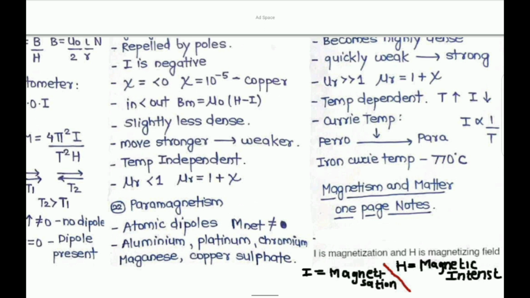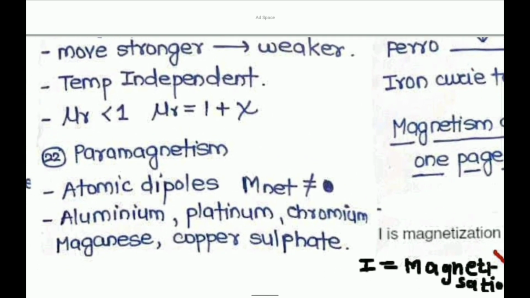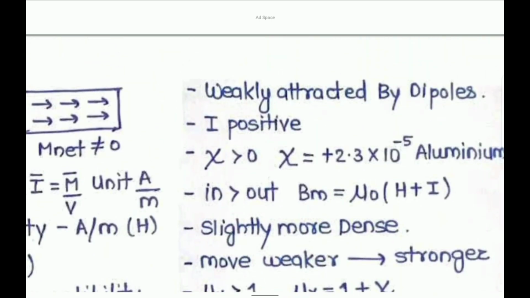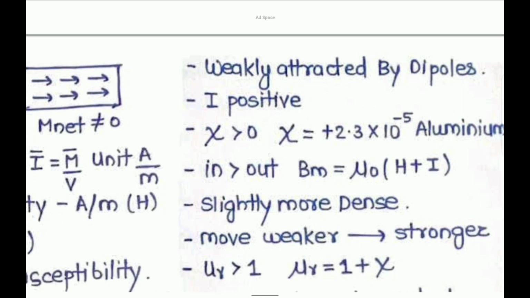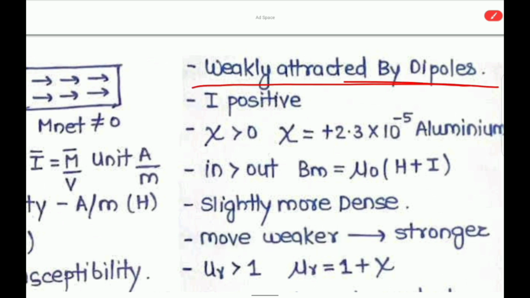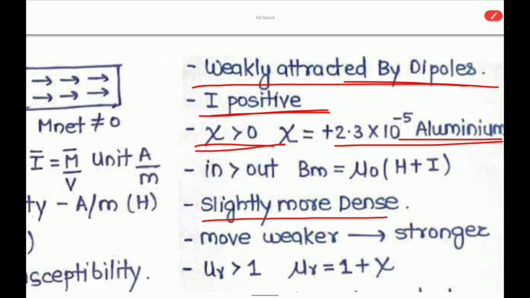Paramagnetism: the magnetic dipole moment is not equal to 0. Examples: aluminum, platinum, chromium, manganese, copper sulfate. Always remember, paramagnetic substances are weakly attracted by the pole. I is slightly positive and susceptibility is positive. They are slightly more dense, move from weaker field to stronger field, and relative permeability is more than 1.